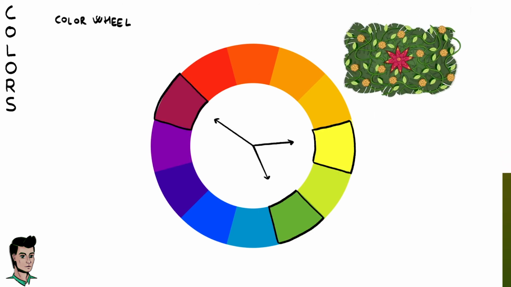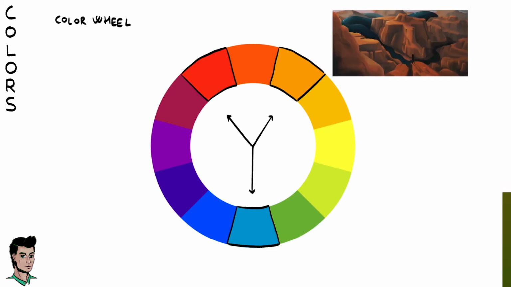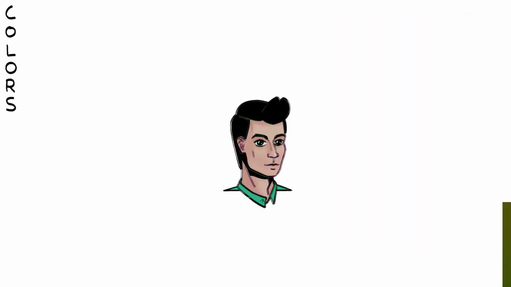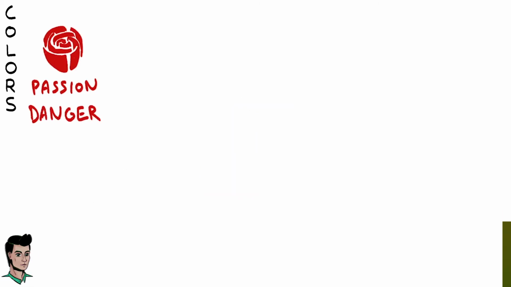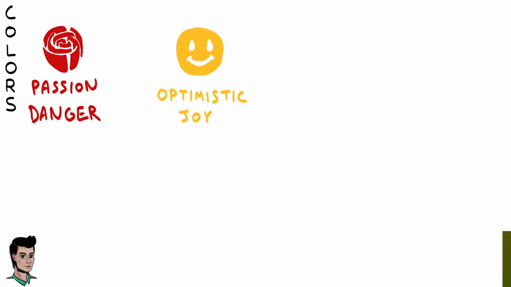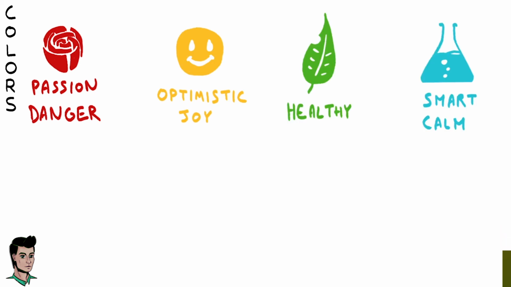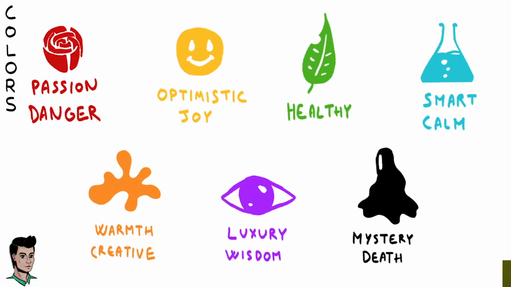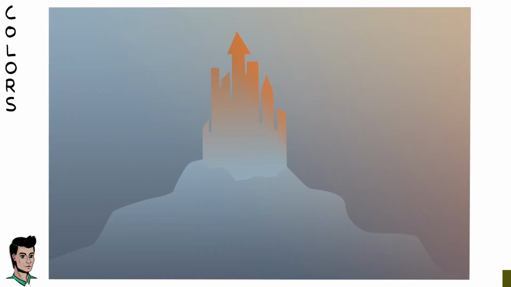With the triad, you can have 2 colors for the scene and a third for highlights. Like with the shapes, colors have an intrinsic meaning that can be helpful to instill a mood. Red is passion and danger, yellow is optimistic, green is healthy, blue is smart and calm. You can use color palettes or color swatches to set your composition, which will be our last point.